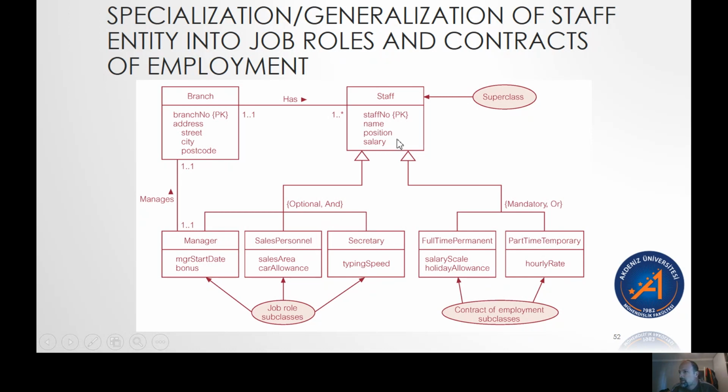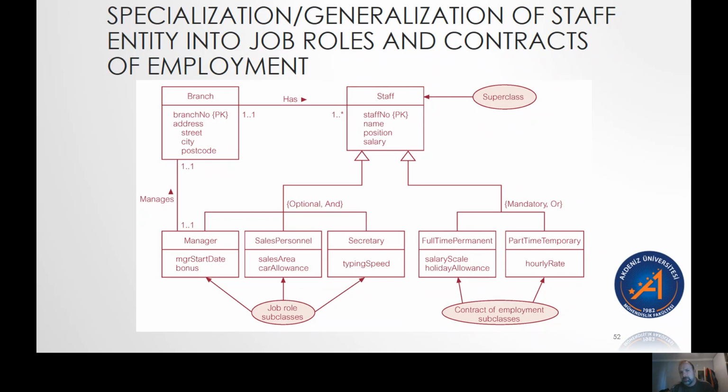Notice the second one over here, a staff person, mandatory or. What that means is that if a staff person exists, they cannot just be a staff person. They have to be full-time permanent, or they have to be part-time temporary. They must be one of these. That's the mandatory part. Or means if they are one of these, they cannot be the other. So think of this as not like digital logic or, where 1 or 1 equals 1.